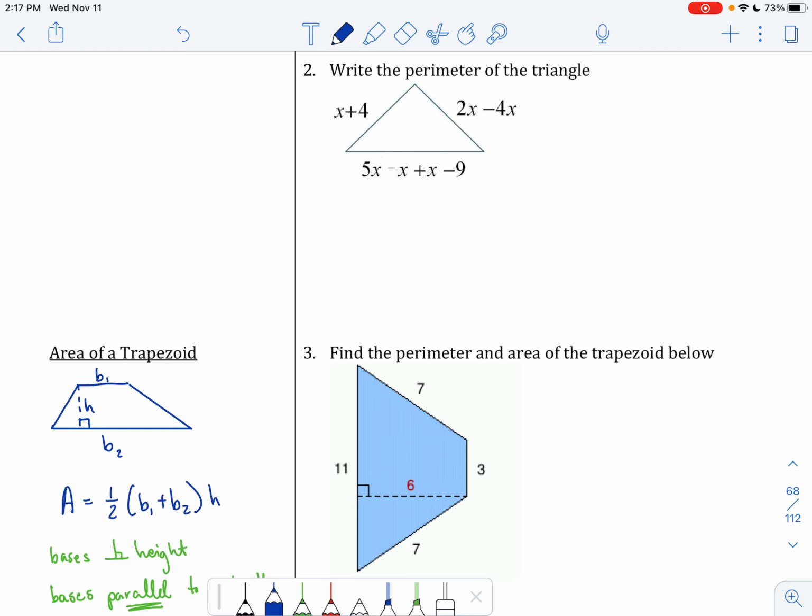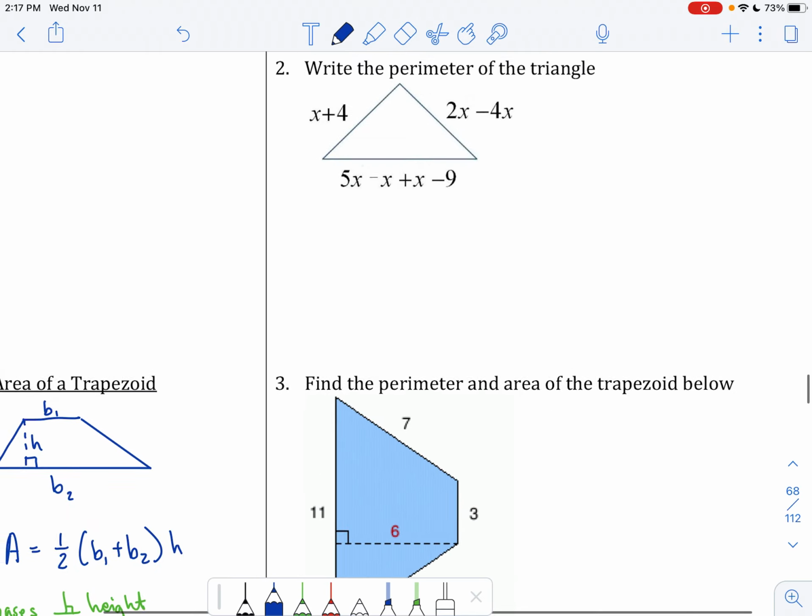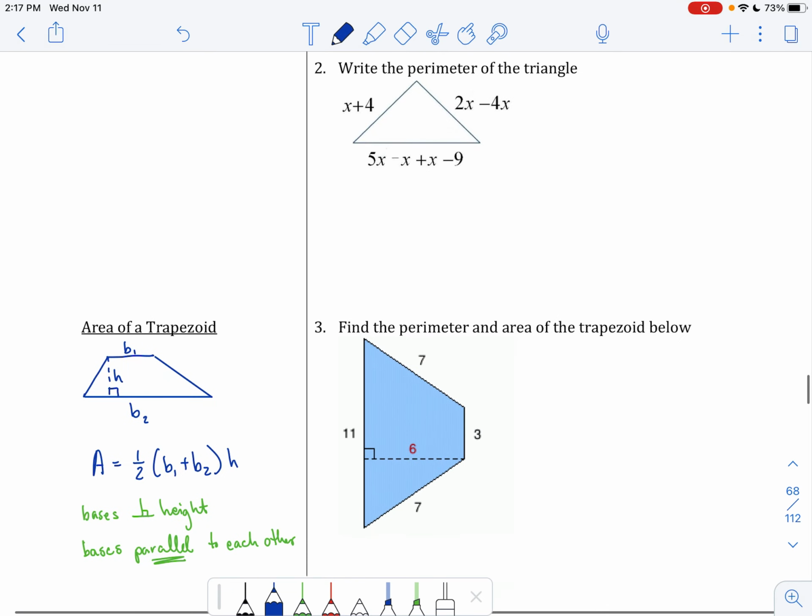So here, the perimeter is going around the outside. So just like last time, I'm going to start with one of my sides. Whoops, sorry about that jump. And I'm going to say, well, the perimeter is x plus 4.